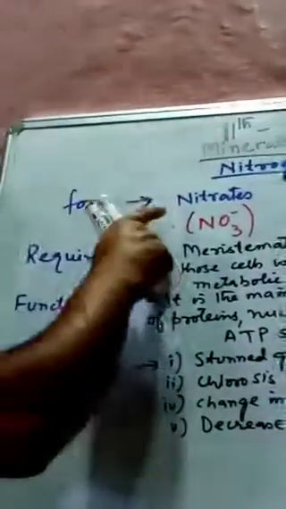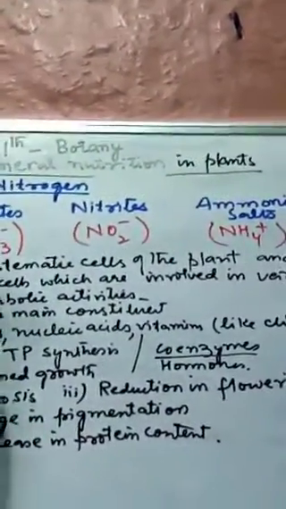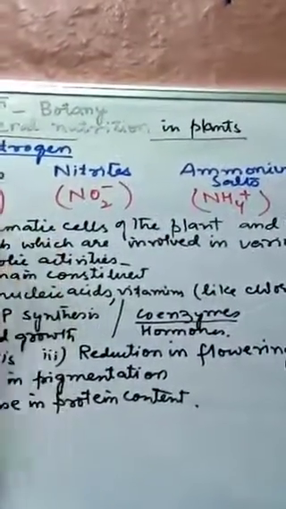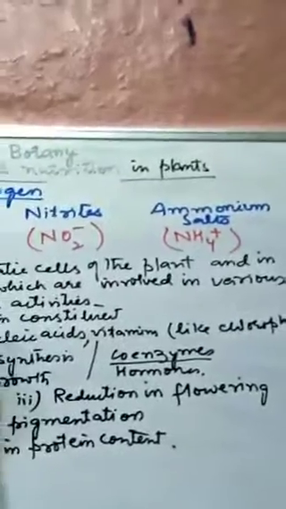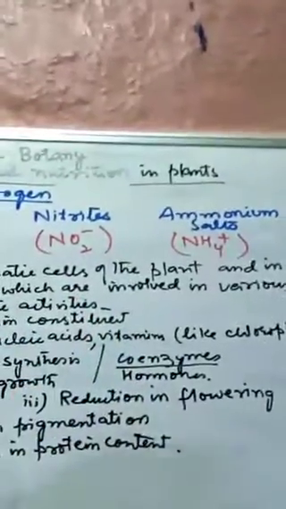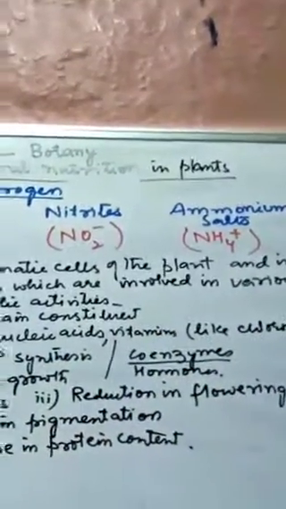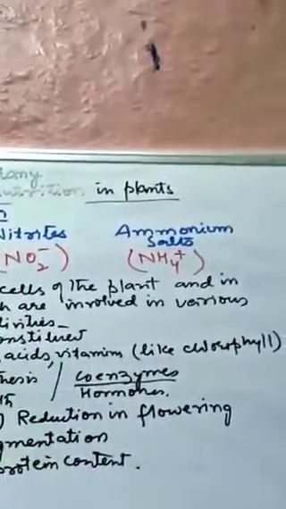So these are the various points when we describe this nitrogen. We describe in four headings. In which form it is available to the plant: it is available to the plant in two different forms, nitrates and ammonium salts. Where it is required: it is mainly required in the meristematic cells, and in those cells which are involved in various metabolic activities. What is its function? It is the main constituent of proteins, nucleic acid, vitamins, and various organic substances like chlorophyll. It plays an important role in the ATP synthesis. It is involved in the formation of many coenzymes and hormones.